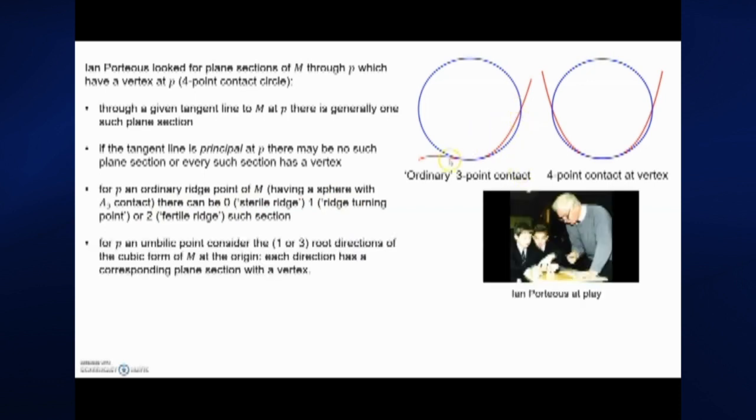At an umbilic point, the principal directions are the same as the root directions of the principal cubic. And so you either have 1 or 3 root directions depending on whether your umbilic is a hyperbolic umbilic or an elliptic umbilic. And then each of these principal directions will give you one of these higher order vertices. And then as you approach the umbilic point along one of these directions, the circle shrinks to a point and curls up and dies, as he calls it, which means that the radius of the circle shrinks to 0.